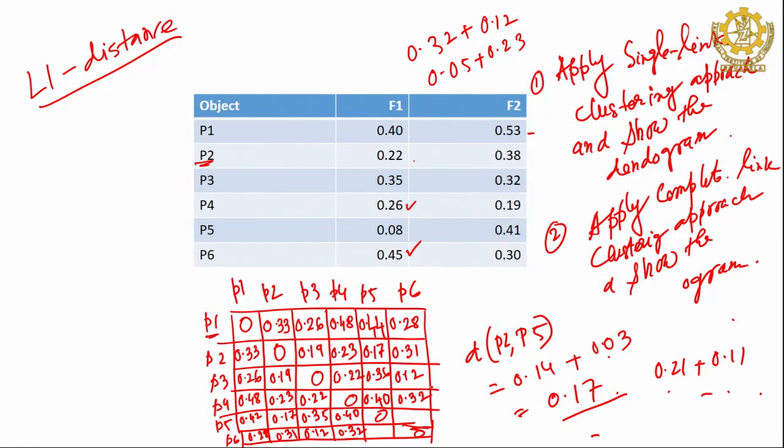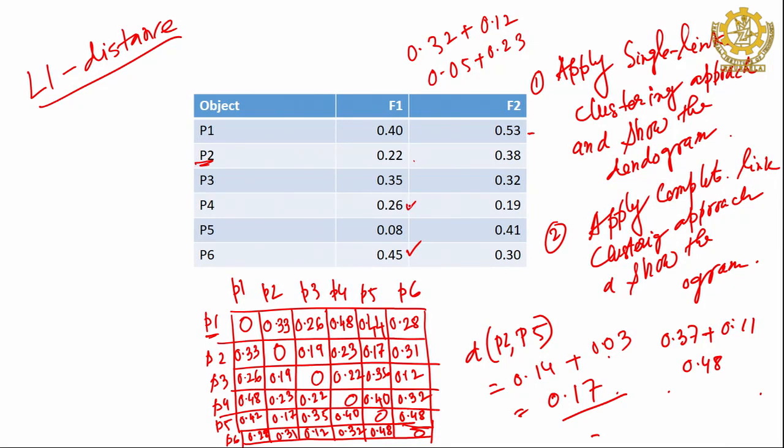So P5 P6, so P5 P6 is how much, 0.37 plus 0.11, so 0.48, 0.48. Any conflict?